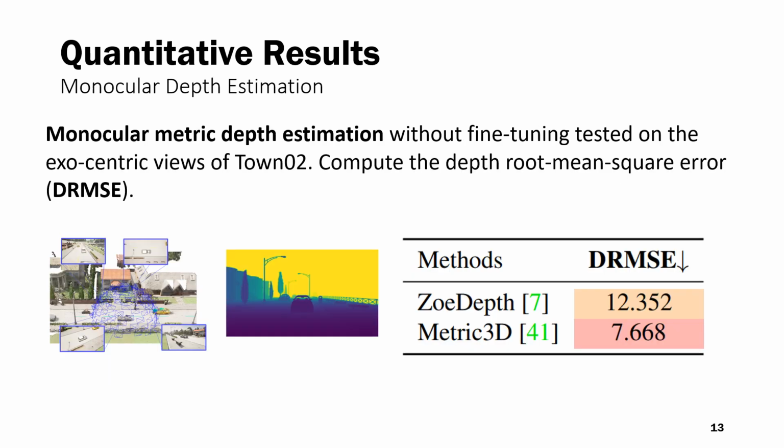We test the performance of two metric monocular depth estimation methods, namely Zoe depth and metric 3D, on the exocentric view data. We find that metric 3D performs significantly better in our benchmark.